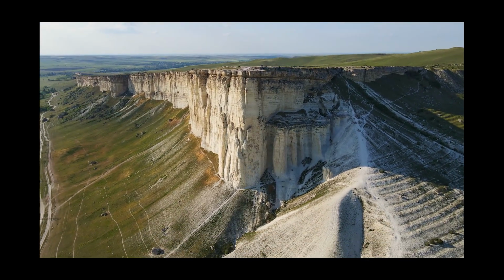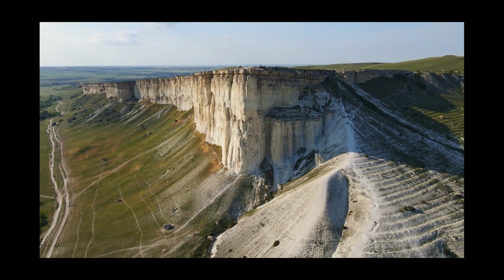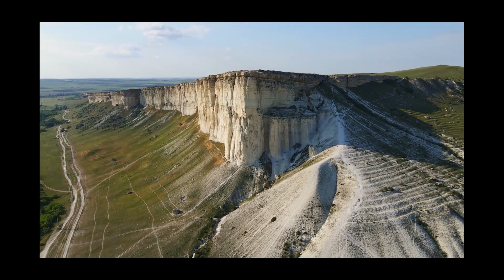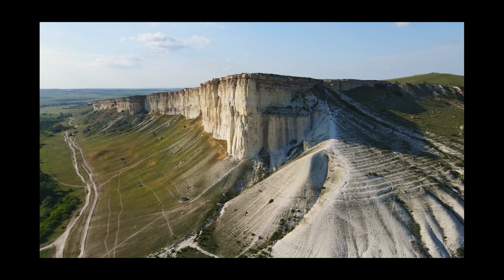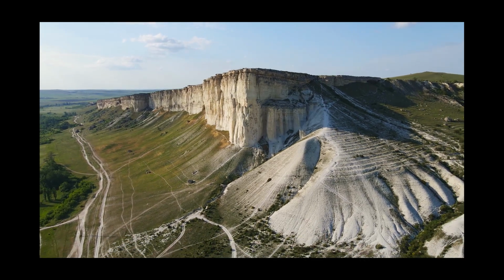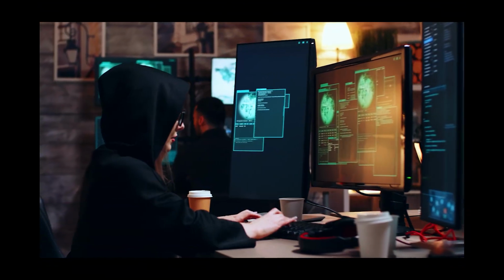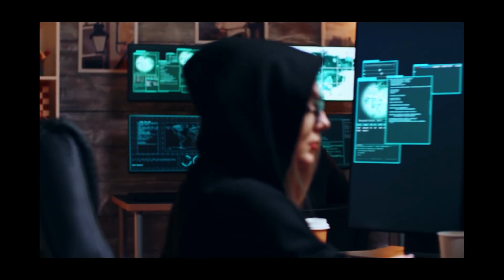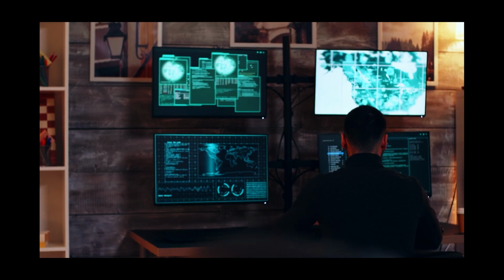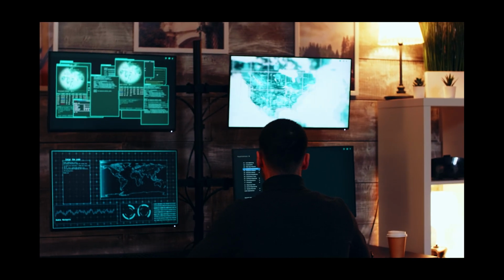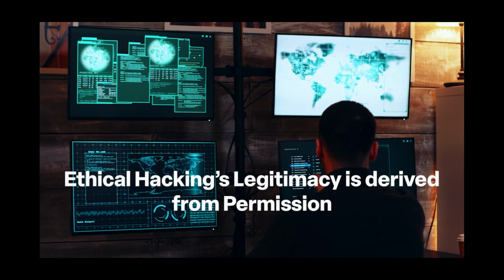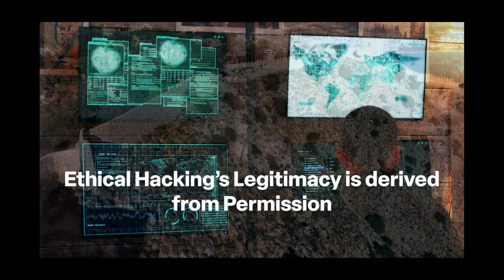Understanding the tools and techniques used by black hat hackers or malicious hackers is a critical part of an ethical hacker's knowledge base. This includes knowledge of various hacking tools, understanding different types of malware, and being familiar with different tactics used in social engineering attacks. Equally important as technical expertise is a strong ethical foundation.